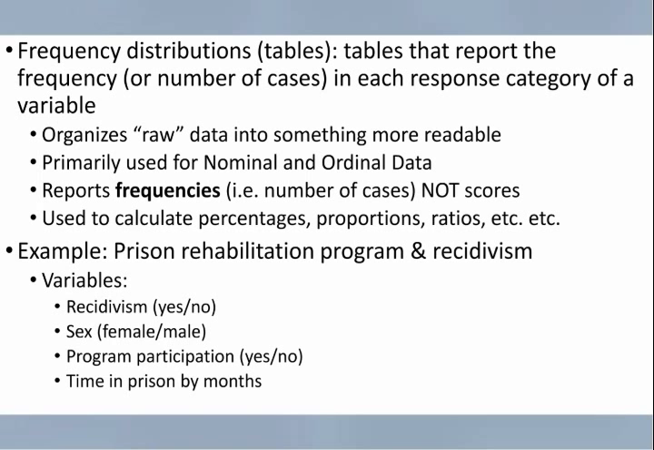So we have 4 variables here. We have whether or not the person recidivated, so the recidivism, yes or no. The sex of the person, female or male. Program participation, yes or no. And time in prison by months. Right, so each of these are nominal data with the exception of the last one, time in prison by months, which is an interval ratio variable.